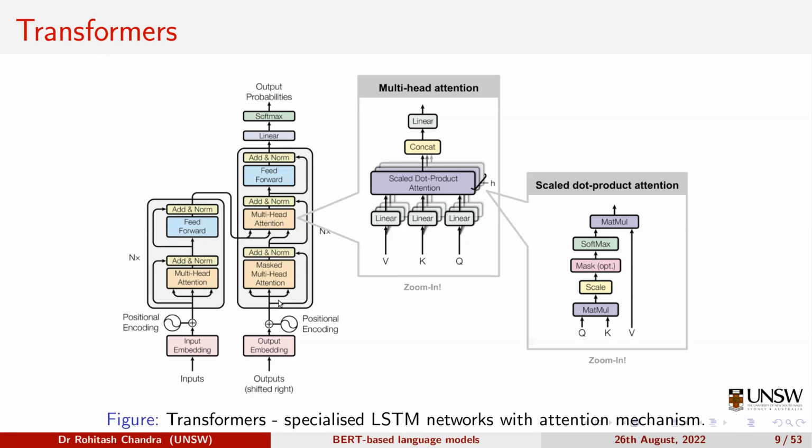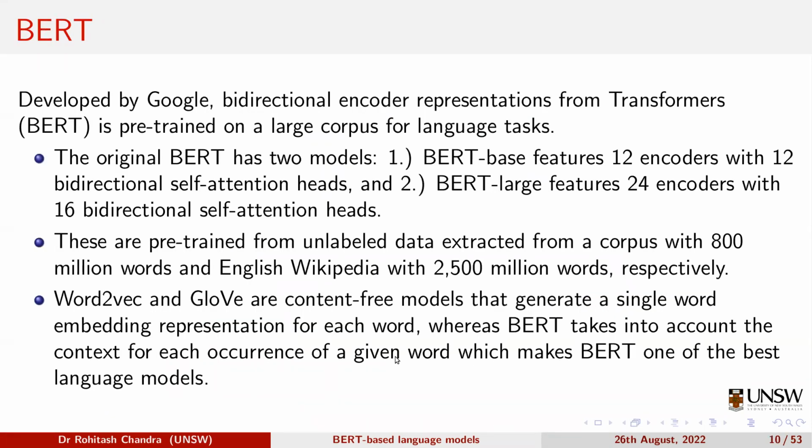As you can see, there's a series of additional components in a transformer model. You have multi-head attention, masked multi-head attention, and you have feed-forward operation, and finally you have the softmax and output probabilities. When you look into the multi-head attention, you see scaled dot product attention, and when you look into the scaled dot product attention, you have this. So it's quite a complex architecture. And then imagine having that complex architecture and training it on the English language Wikipedia with 2,500 million words. And that's what BERT is.